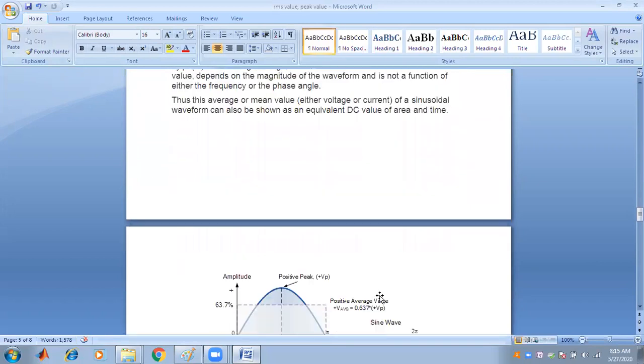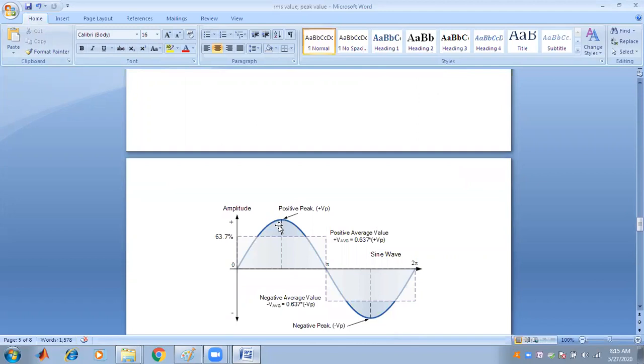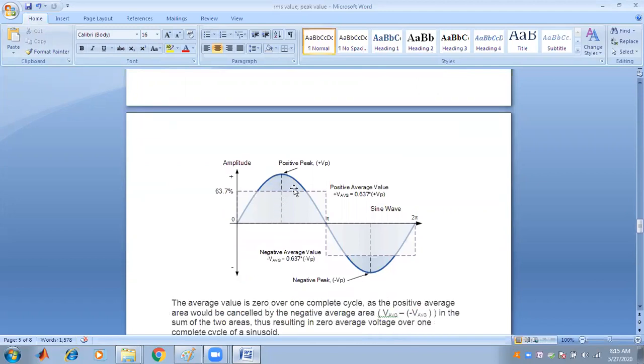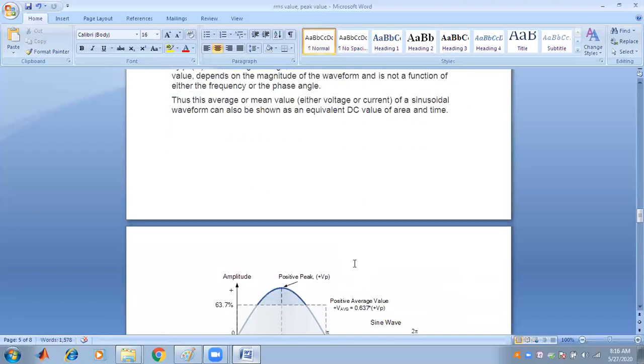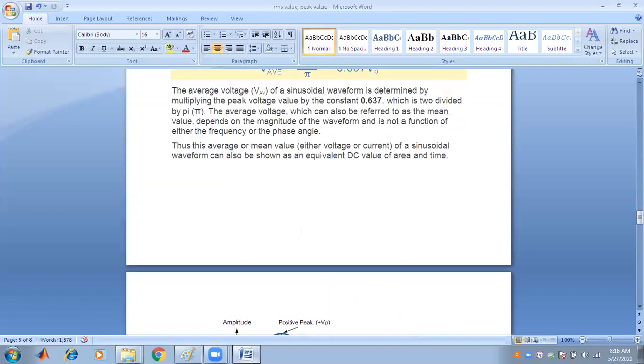Okay, so this is called the peak value. This is a positive peak and this is a negative peak. If the peak value is multiplied with 0.637, we get 63.6% of that peak value, which will be found as the average value. Means 0.637 is multiplied with the peak value to find the average value.